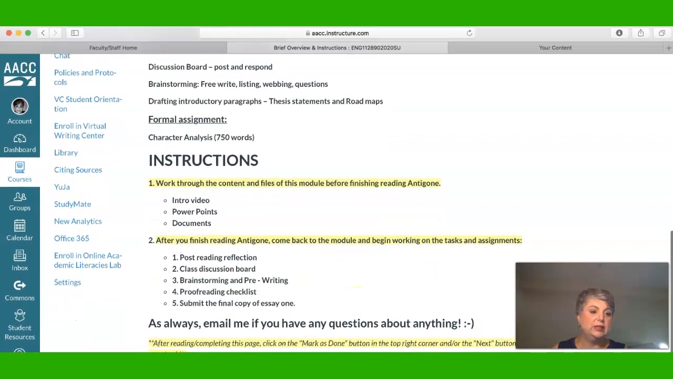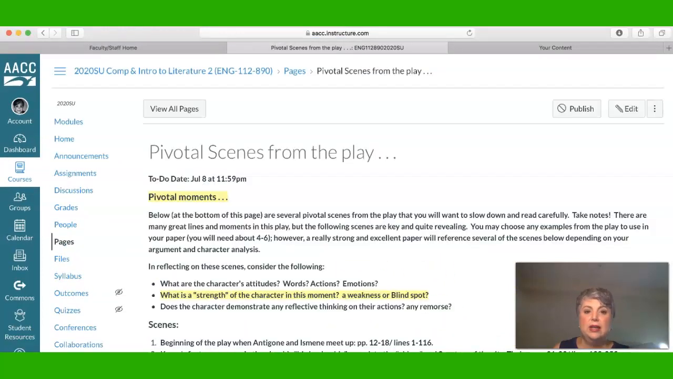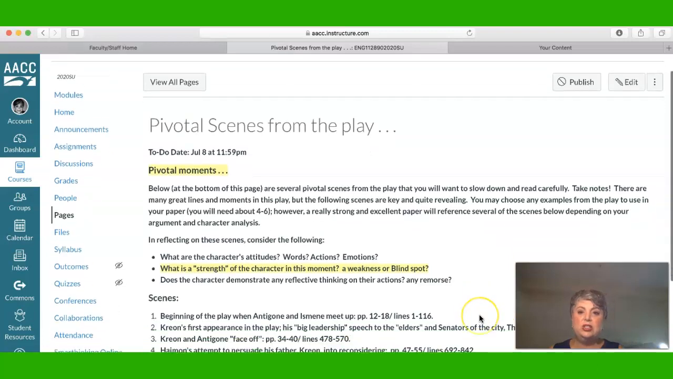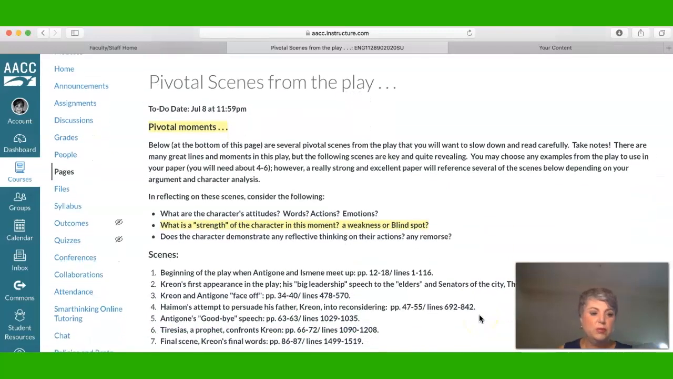I'm going to go ahead and click to the next page. And so the next page here is pivotal scenes from the play. So everything in the play is great. Antigone is one of my favorite plays to read and discuss with the class. I absolutely love Antigone. Now, you don't have to love the play yourself, right? I don't necessarily expect students to love it the same way I do.